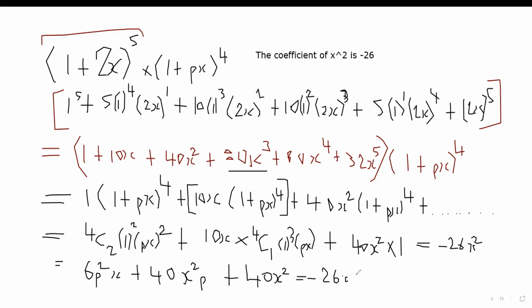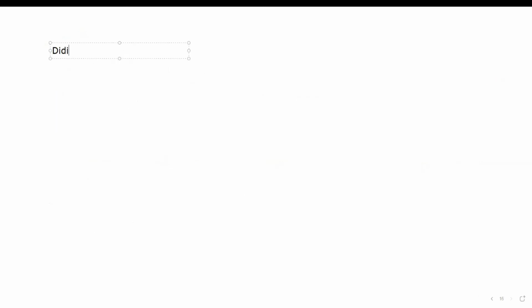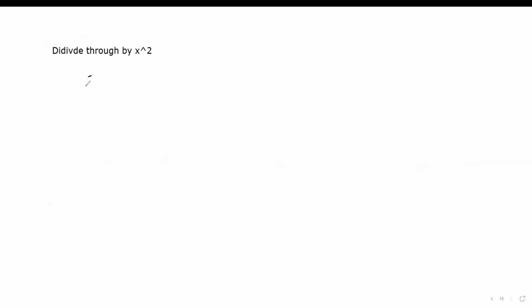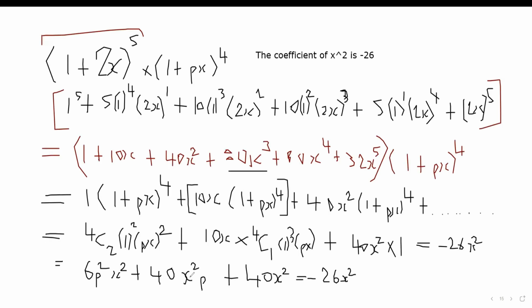So in order to solve for p now, guys, what you're gonna do is divide through by x squared, not by p, sorry. Dividing through by x squared, you're gonna realize that this should have an x squared here. We're left with 6p squared from that side, and dividing through by x squared, we get plus 40p.